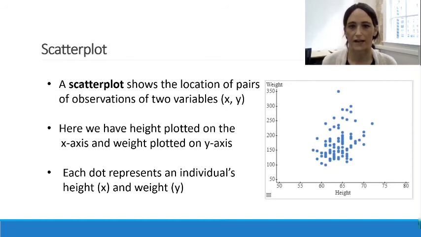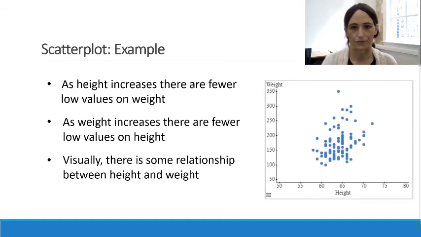So here we have height plotted on the x-axis, going across horizontally, the y-axis going up. Each dot represents an individual's height and weight. And so it can allow us to visualize the relationship between height and weight. And if your eyeballs aren't seeing a pattern here, it's because this is not a very strong correlation, although it's a modest correlation. And we can create measures that can quantify what this relationship actually is.